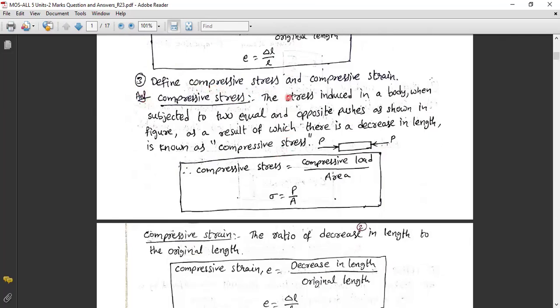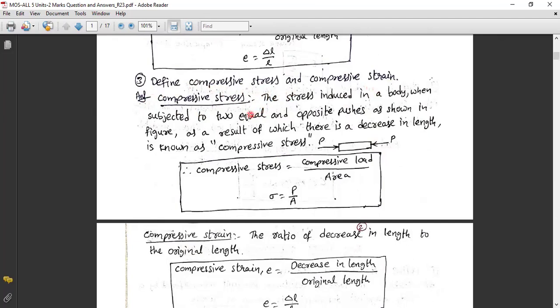Now the third question: define compressive stresses and compressive strains. What are compressive stresses and compressive strains? Compressive, as the name itself says, means the compression of a body.